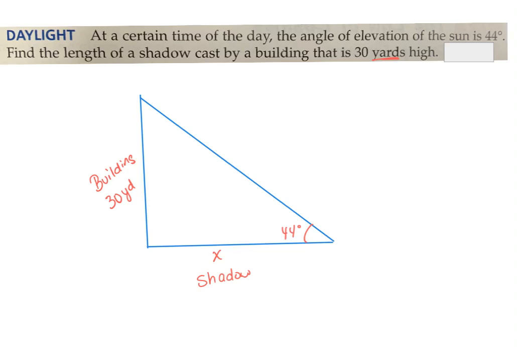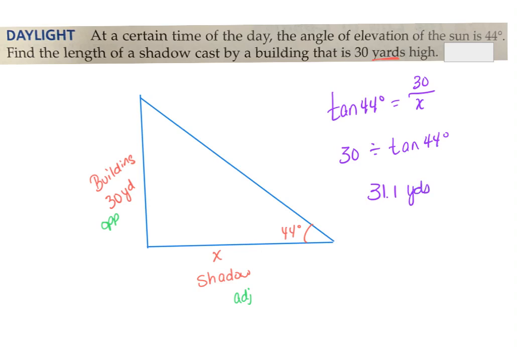All right. So they want the shadow. So I'm going to label it based on this angle here, the 44. That means this is my opposite and this is my adjacent. Which trig function uses opposite and adjacent? Tangent. So the tangent of 44 degrees should equal opposite 30 yards over adjacent, what I'm looking for. Remember, when what you're looking for is on bottom, you divide. 30 divided by the tangent of 44 degrees. What do you get when you do that? 31.1 yards would be my shadow.